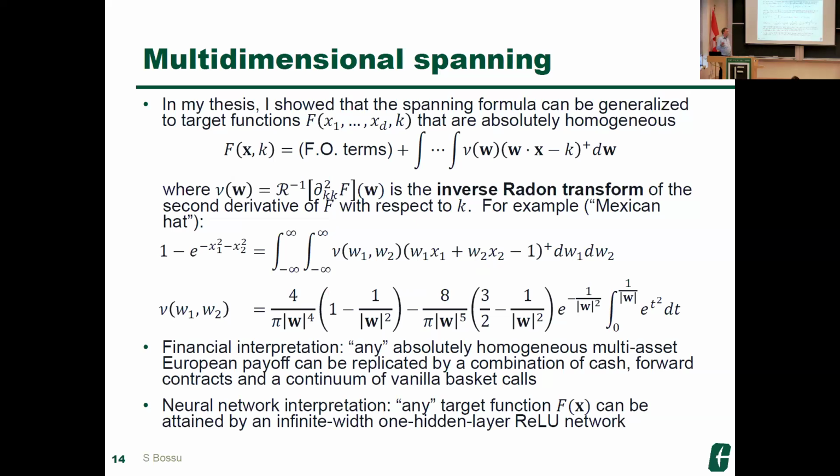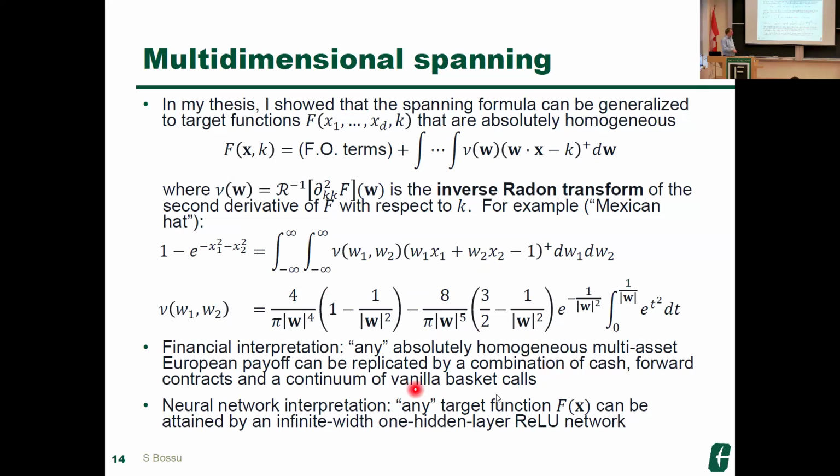And so the financial interpretation is that any absolutely homogeneous multi-asset European payoff can be replicated by a combination of cash forward contracts and a continuum of vanilla basket calls. So this is the closest we can get to Carr-Madan, which is just using calls and puts.